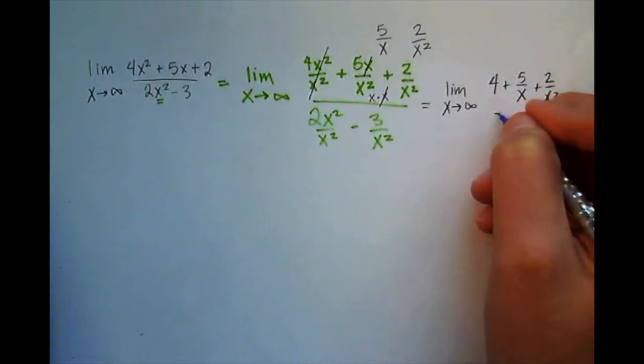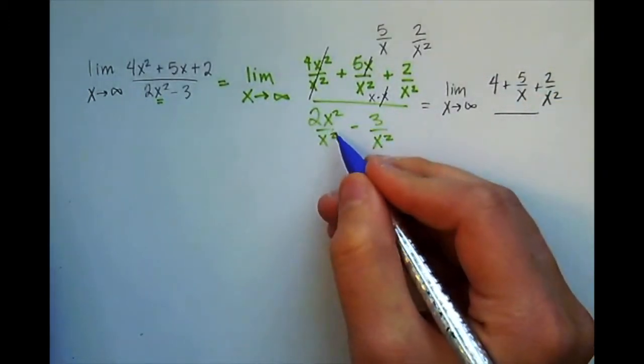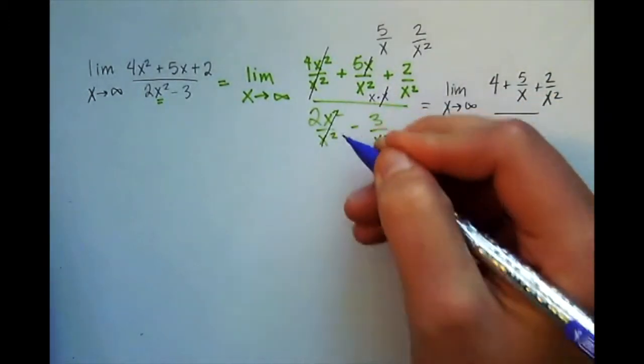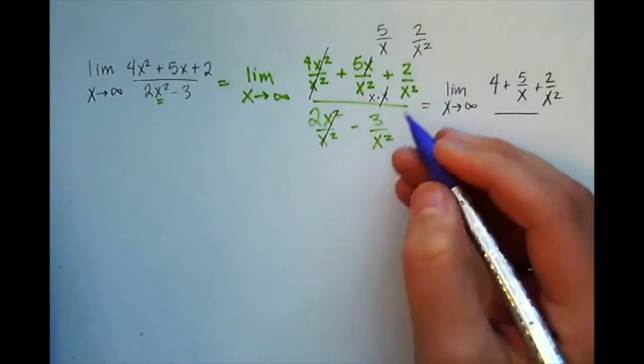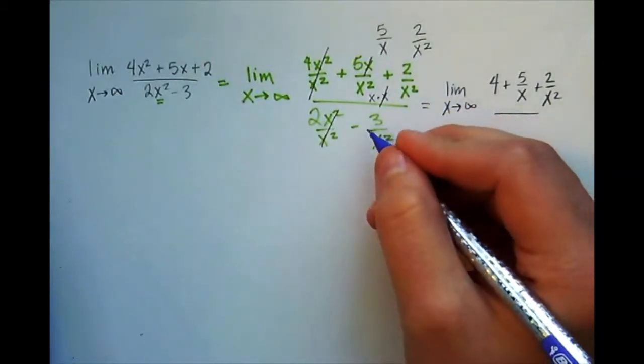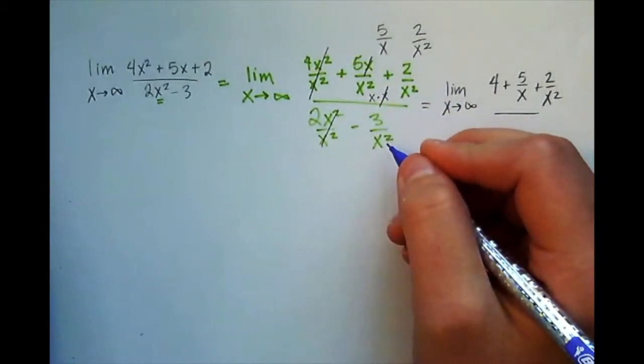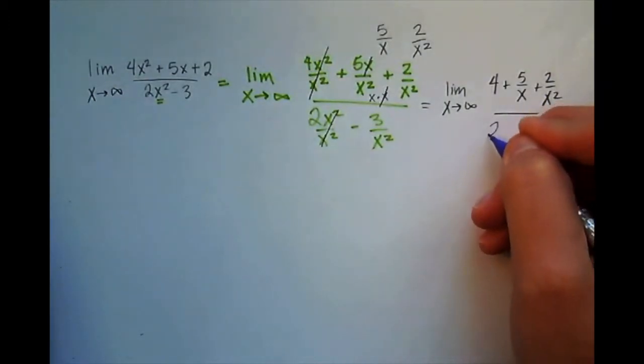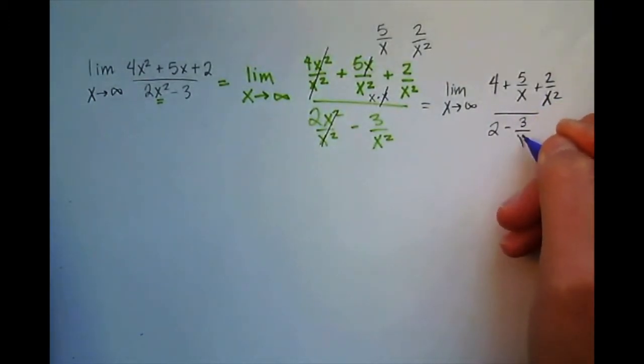All right. Now on the bottom, 2x squared over x squared, again, you cancel out the x squareds, and you get 2. And then minus 3 over x squared, that just stays the same. So we have 2 minus 3 over x squared.